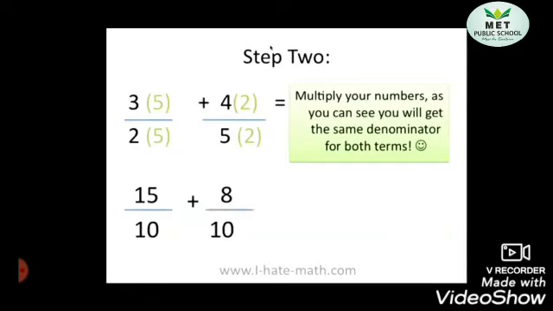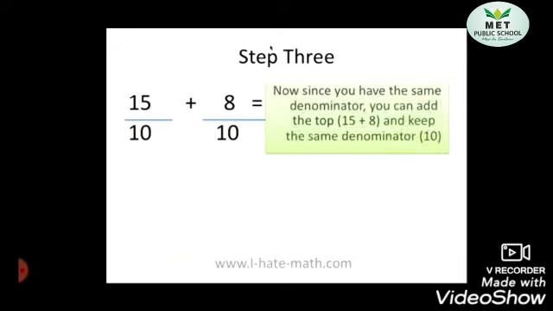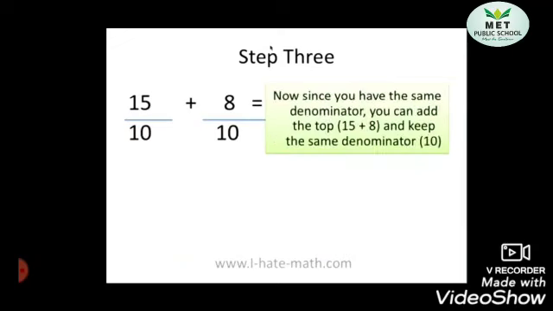After taking the highest common factor, you can see both the fractions are having the common denominator 10. So you have to keep that common denominator as it is and you are adding the numerator. So 15 plus 8 divided by 10. 15 plus 8 is 23 and denominator is kept as it is. So your final answer will be 23 divided by 10.